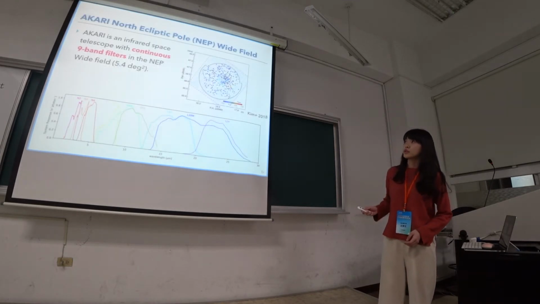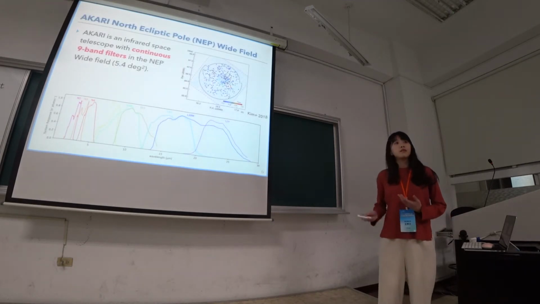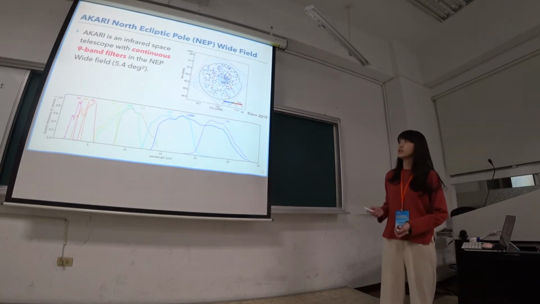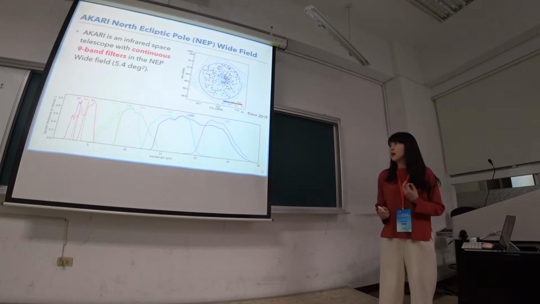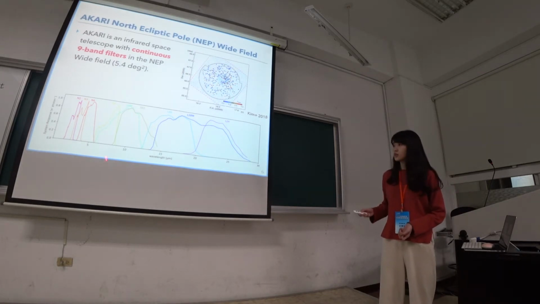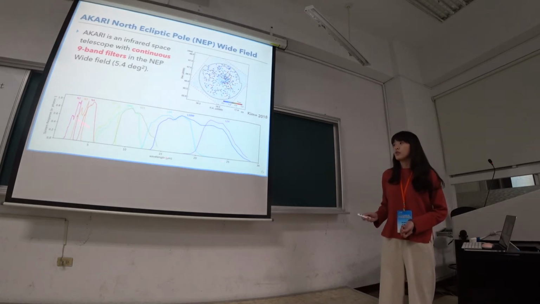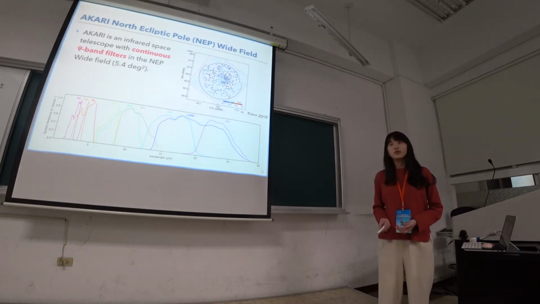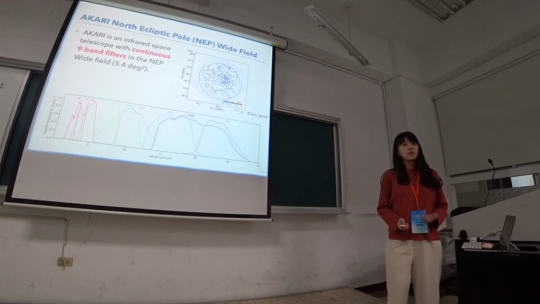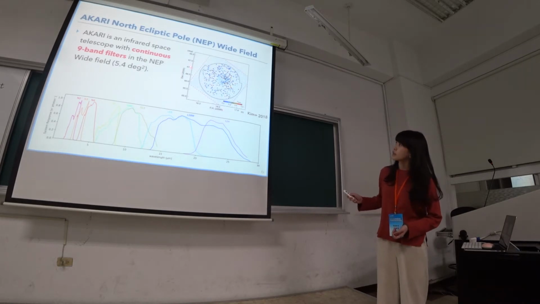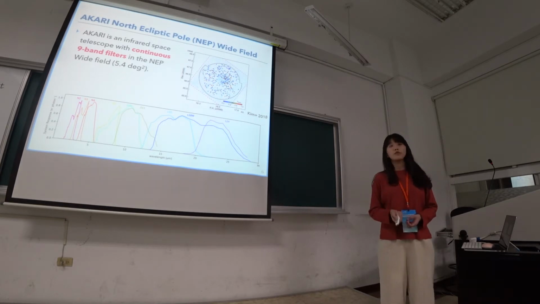Here I want to introduce AKARI. As Thomas-san mentioned, AKARI is an infrared space telescope with continuous mid-infrared band filters in the NEP wide field. As we see in this filter response, there are no gaps between them. So we will not lose any AGNs by using this kind of mid-infrared data. And this is our NEP region. The gray circle is the NEP wide field. It is about 5.4 square degrees.